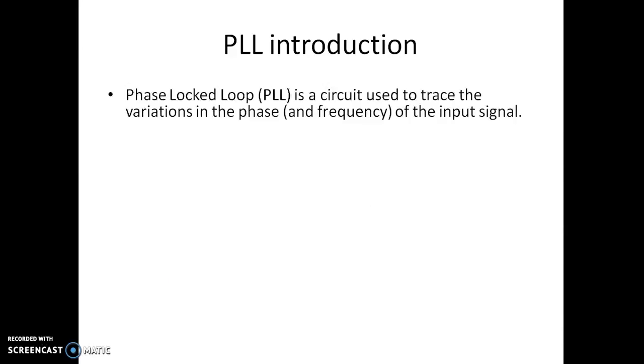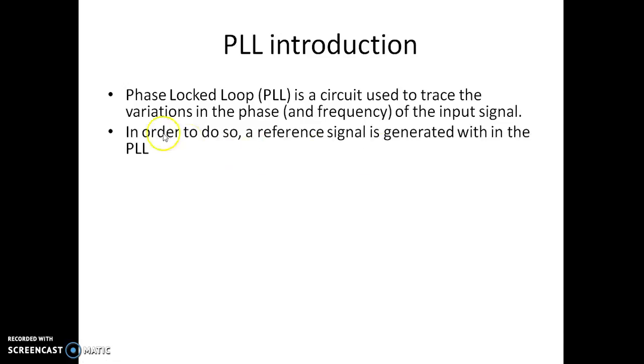Now let us see what a PLL looks like. PLL, which is known as the phase lock loop, is a circuit used to trace the variations in the phase and the frequency of an incoming signal. So using a PLL, you can trace the variations in the phase or the frequency of the input signal. In order to do so, a reference signal is generated within the PLL. So PLL is a circuit where you will be generating a reference signal within the PLL circuit.